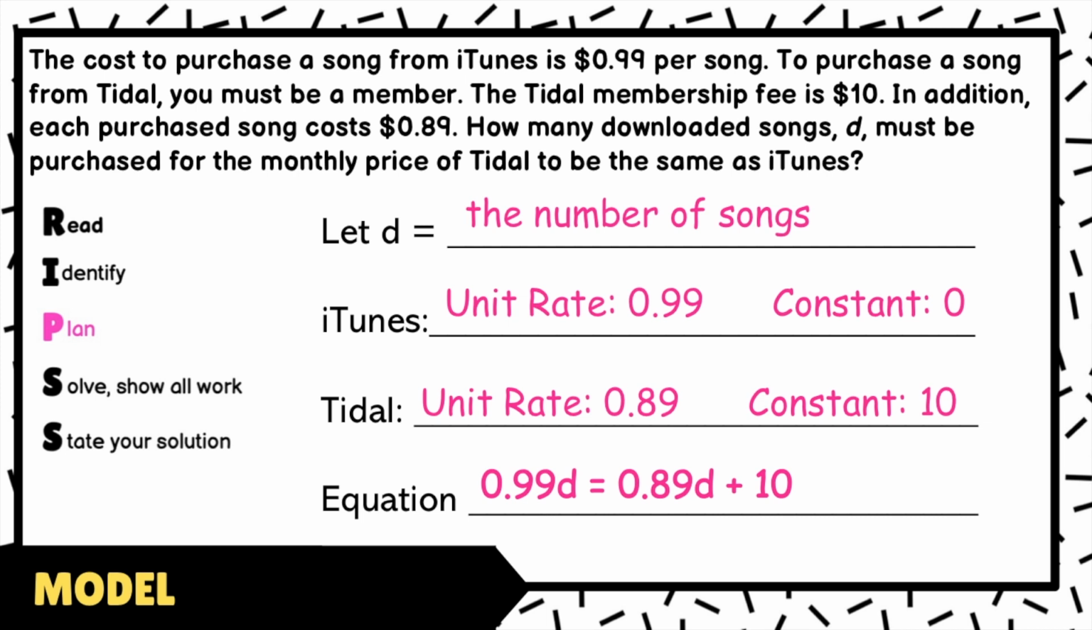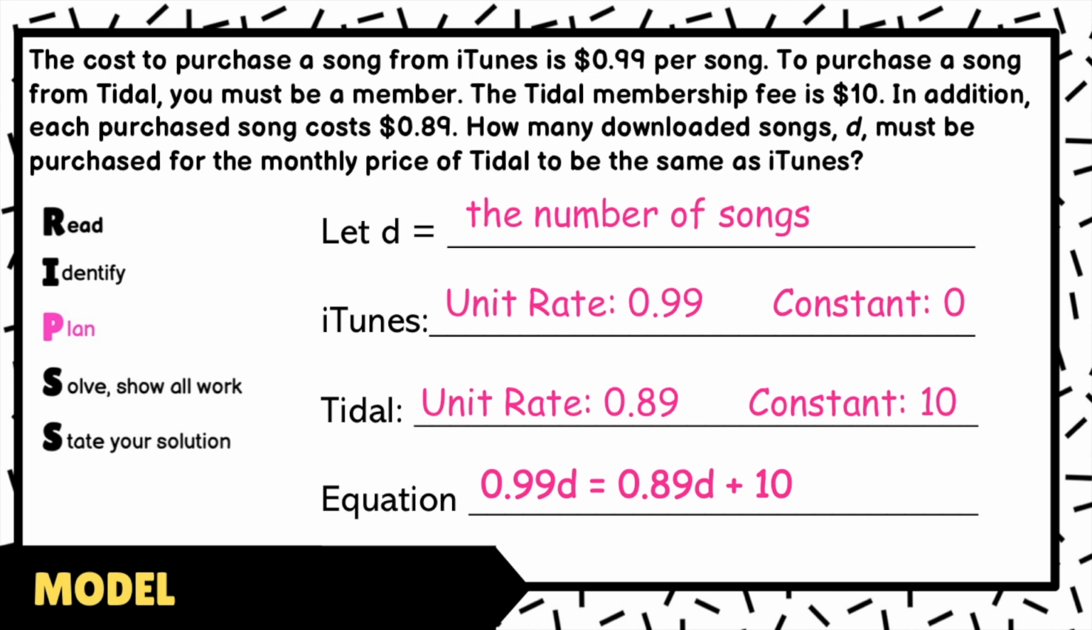So we're going to let our variable D equal the number of songs that was given to us in the word problem. For iTunes, we know that the unit rate or the coefficient for iTunes is 99 cents because we have that keyword per there, or per song, while it has a zero constant. There's no one-time fee or initial fee or membership fee for iTunes.